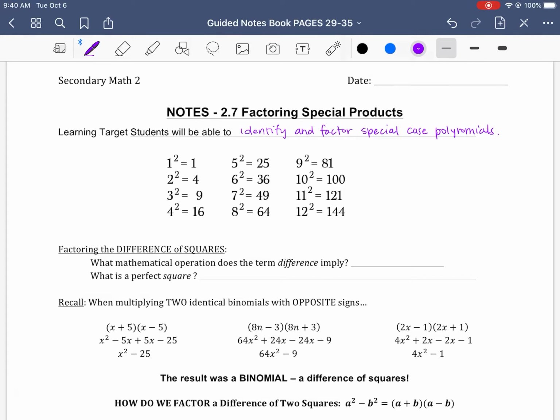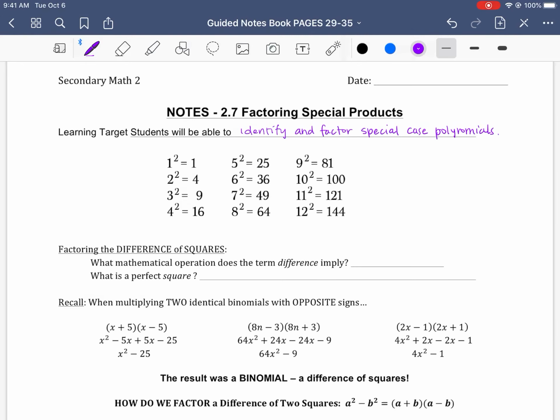All right, we're going to go over section 2.7, factoring special products. You'll notice this is the last section in the factoring section in chapter 2 in your guided notes book. So we're going to work through this, and then you're going to do some practice factoring all around, but specifically with these special cases.